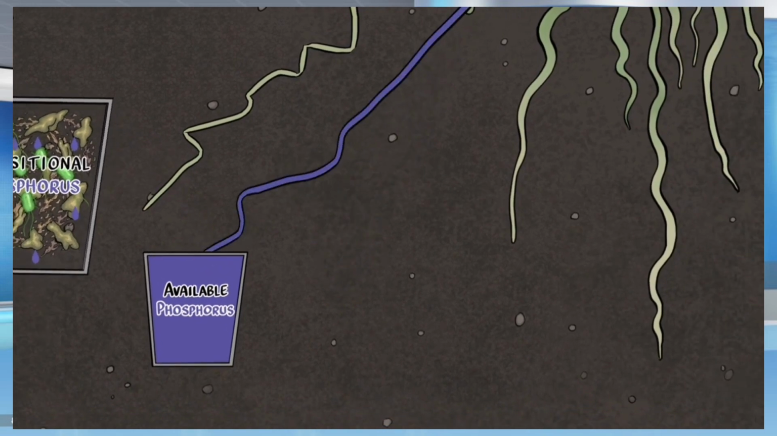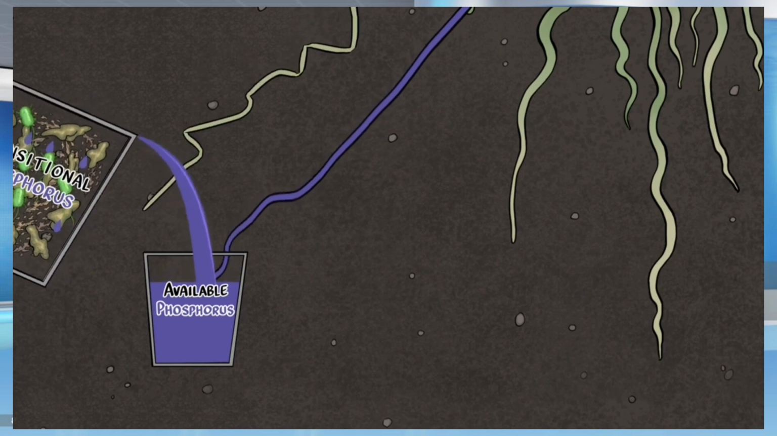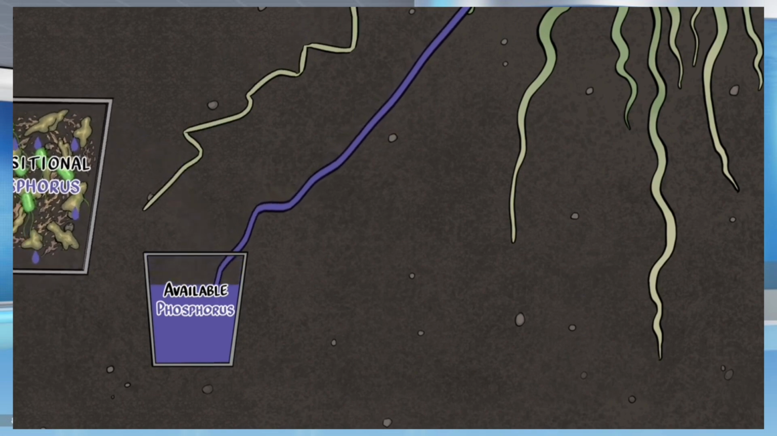Lastly, we have the available phosphorus bucket, which is the smallest. It is comprised of phosphorus in soluble form that is geared up and ready for plant roots to absorb.